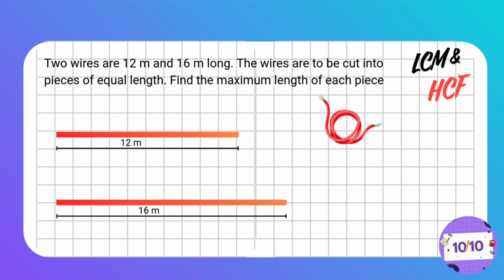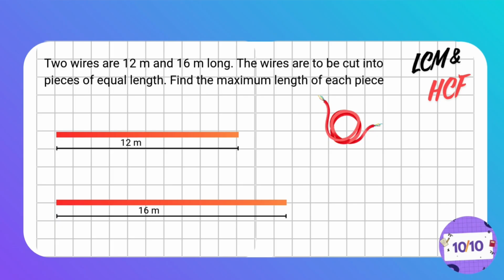Find the maximum length of each piece. So we need to make sure we don't just cut this 12-meter wire into 12 pieces, which gives 1 meter each, and then divide this 16-meter wire into 16 pieces, which also gives 1-meter pieces each. So in total we get 28 pieces of 1-meter length. But that is not what we want.